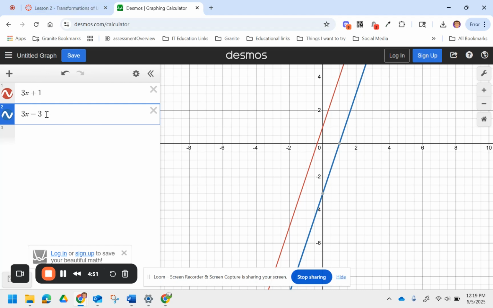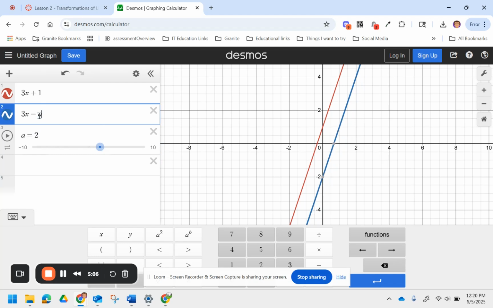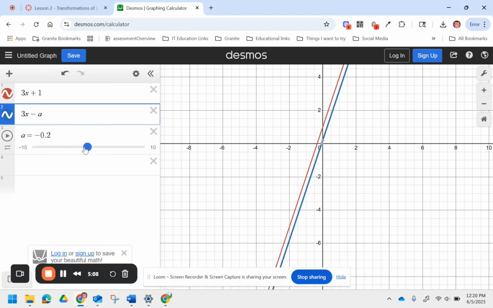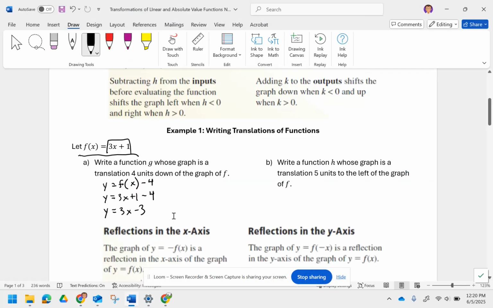Okay. And in fact, if we set up some variable, let's do a equals 2. Great. Now I'm going to take this and I'm going to replace that with A. So notice what's happening. As we do this, it moves our line up and down in accordance with whatever A is. All right, so back to this. We've still got our f of x.